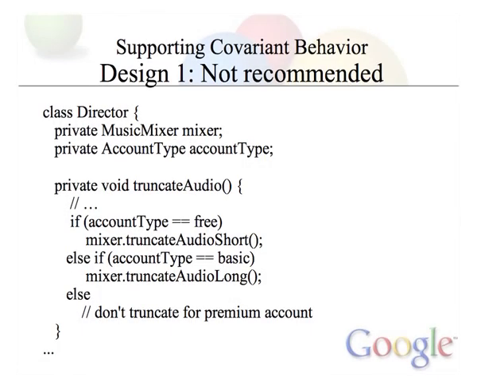So the first design choice is, again, our not recommended choice. We have a director class, and it has a music mixer and an account type as fields. And when we want to have each of these features, we do some conditional logic for deciding what the account type is and then what the behavior is. So if the account type is free, we'll ask the mixer to truncate the audio short. If the account type is basic, we'll ask the mixer to truncate the audio in the longer section. And if it's a premium account, we won't ask for truncation at all.